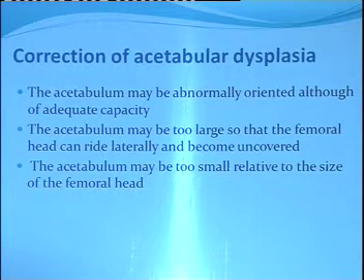Correction of acetabular dysplasia. The acetabulum may be abnormally oriented, although of adequate capacity. The acetabulum may be too large, so that the femoral head can ride laterally and become uncovered. These are the various situations. The acetabulum may be too small relative to the size of the femoral head.